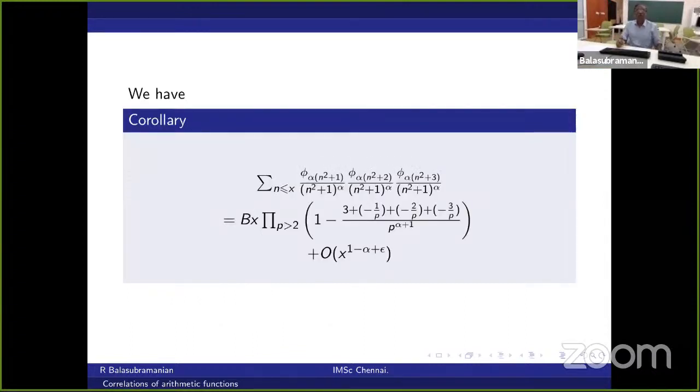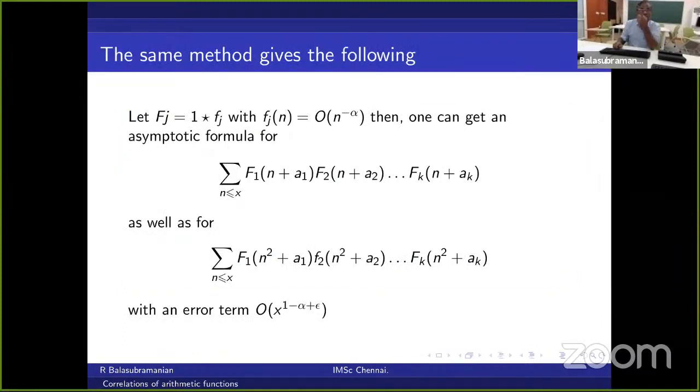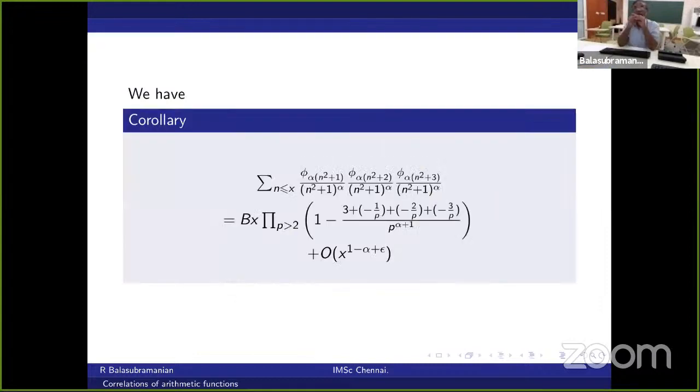Okay, for example, suppose you take your function to be phi(alpha)/n^alpha, evaluated at n^2 + 1, n^2 + 2 and n^2 + 3. Therefore, I am taking a_1 equal to 1, a_2 equal to 2 and a_3 equal to 3, and that's all, only 3 terms. Then it is possible for me to write what the main term is. This main term is a constant, which I won't bother with, times the product over p bigger than 2 of (1 - (3 + (-1/p) + (-2/p) + (-3/p))/p^{alpha+1}). And the error term is O(x^{1 - alpha + 1}), as I was telling you all the time.